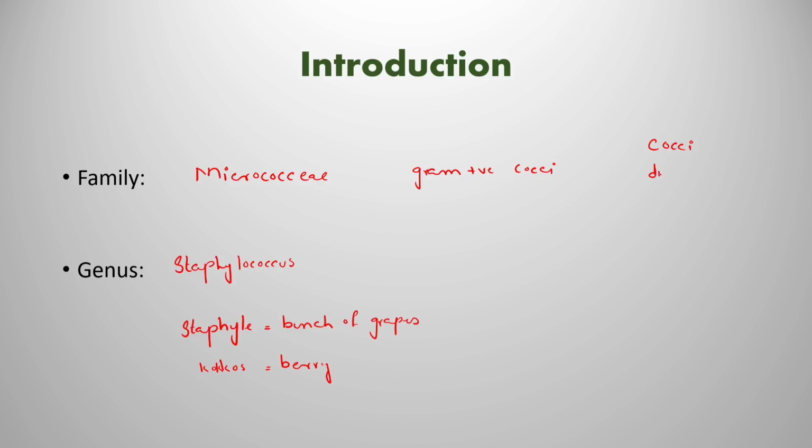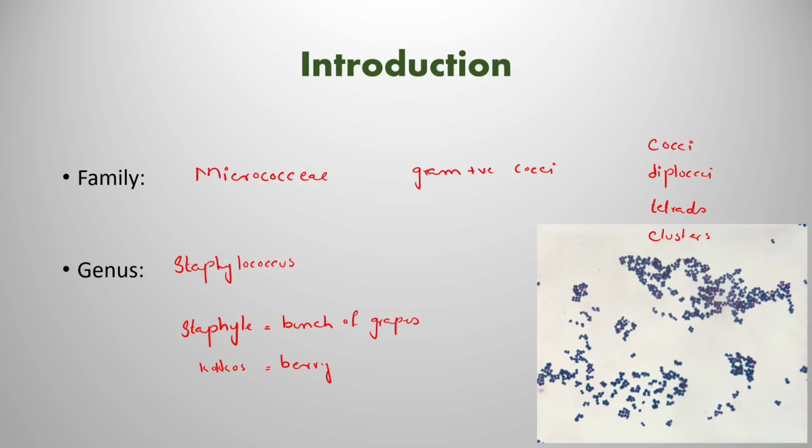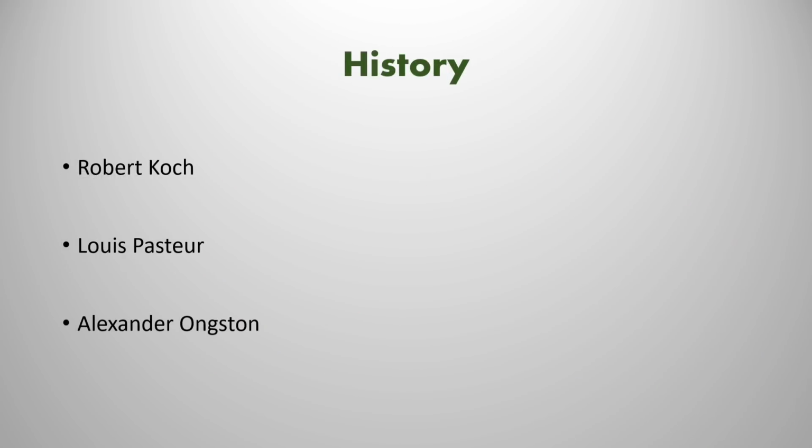Staphylococcus may be cocci, diplococci, tetrads, and clusters. As you can see in this picture, some organisms are single, diplococci, tetrads, and clusters in form.